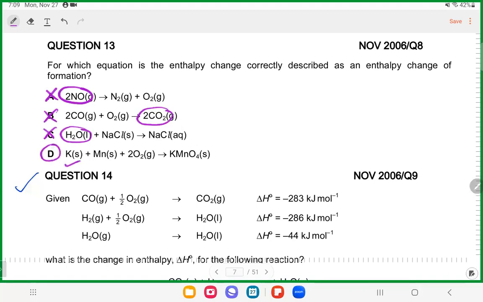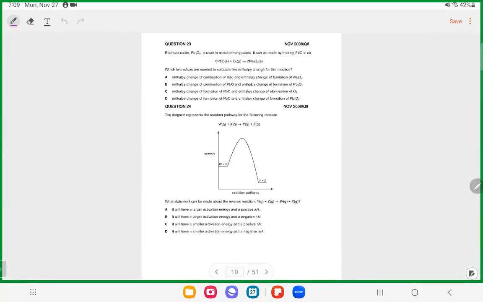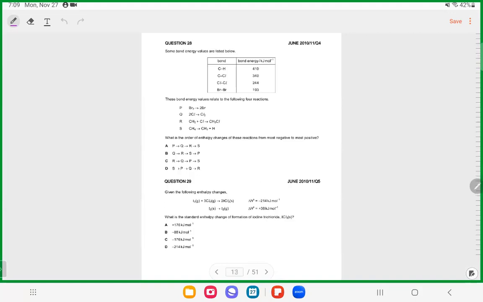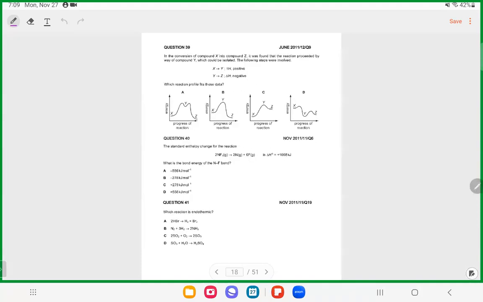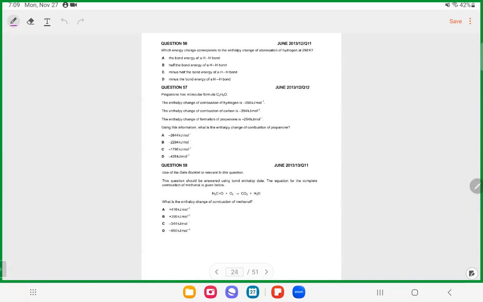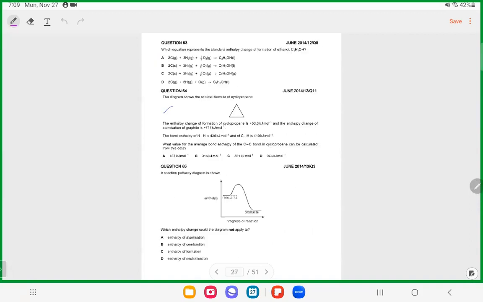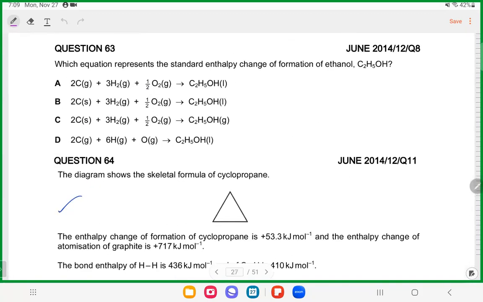You can see potassium is an element, magnesium is an element, oxygen is an element, and KMnO4 is 1 mole of a compound. Okay. So that's how you're going to pick the equation if they're asking about any enthalpy change. One last question is there, if I remember the question. Formation of C2H5OH. Which equation represents the formation of C2H5OH?